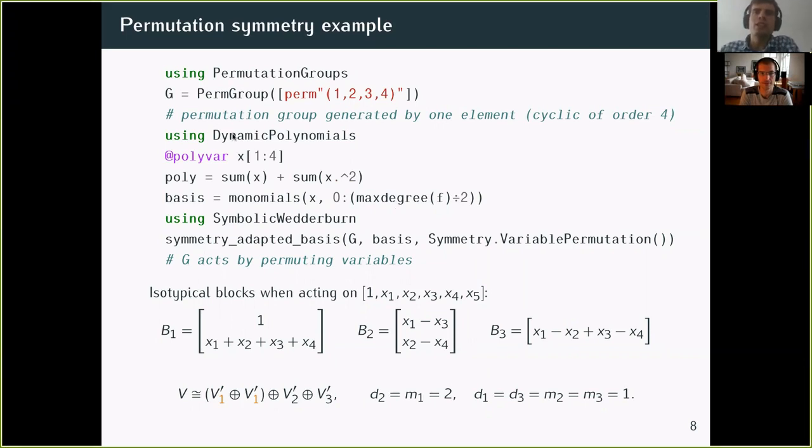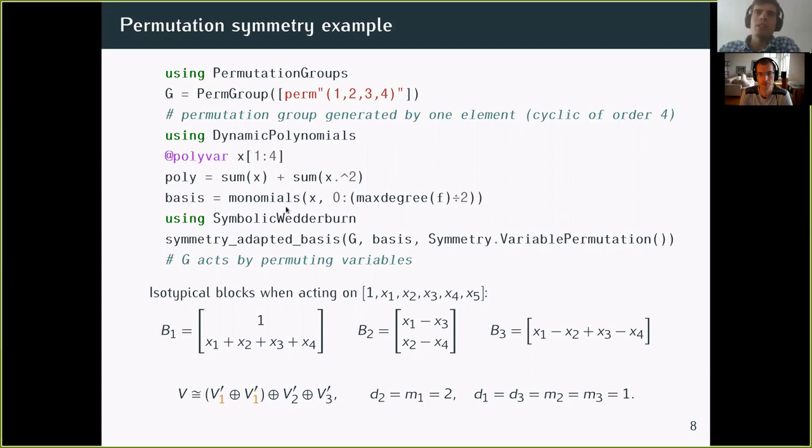So now we go through 3 examples to see how this all works. The first example is a subgroup of the permutation groups that we define like this. So we have again the cyclic representation of the element, in which 1 is mapped to 2, 2 is mapped to 3, 3 is mapped to 4, and 4 is mapped to 1. So in fact, the group generated by this element is the cyclic group of order 4.